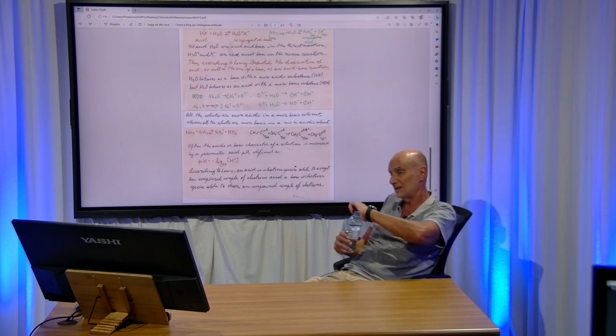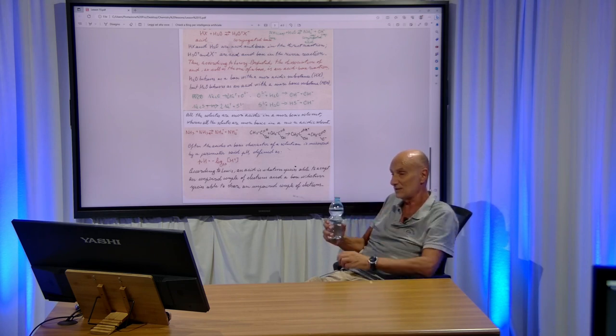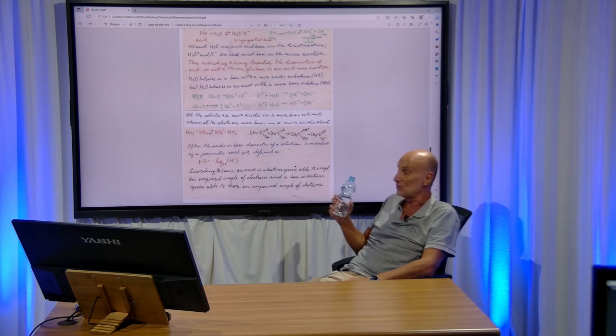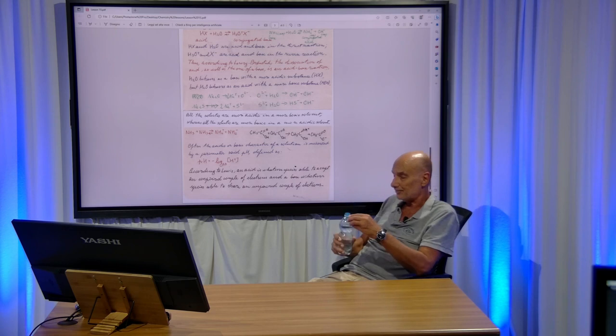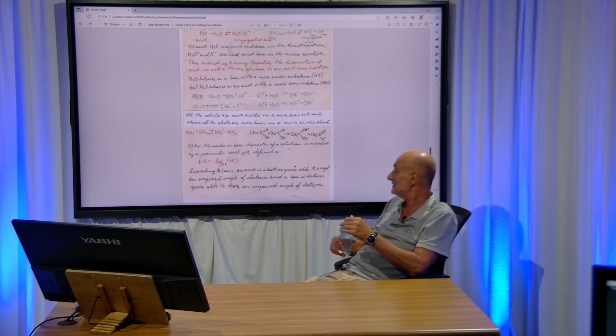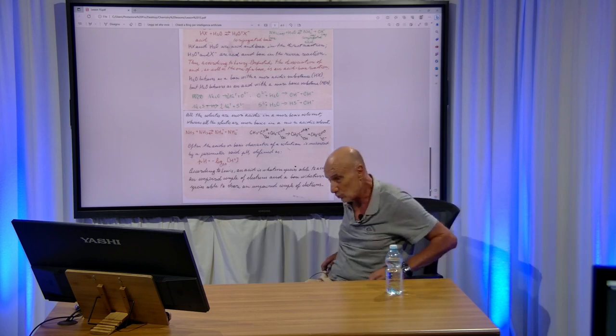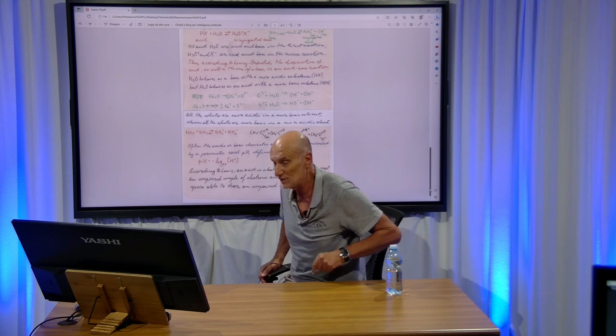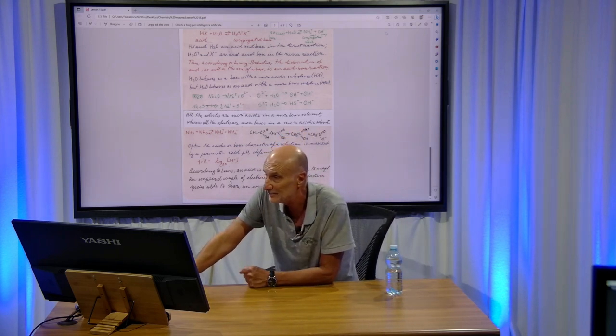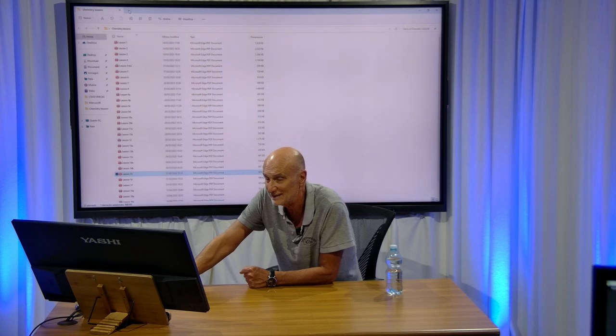Finally, there is another definition of acid and base, which was given by Lewis. According to Lewis, an acid is whatever species is able to accept an unpaired couple of electrons, and a base is whatever species is able to share an unpaired couple of electrons. Well, to understand the Lewis definition of acid and base, we should have a look at the formation of a dative bond, which we have already seen. Wait for a moment.